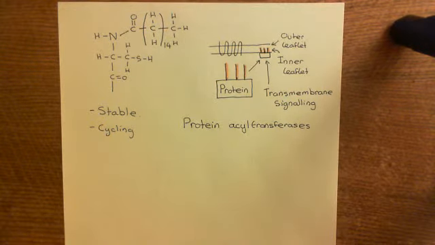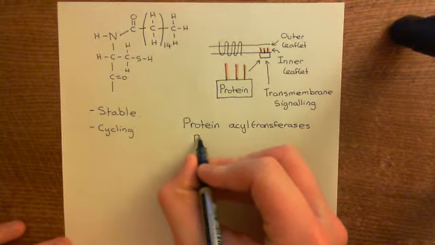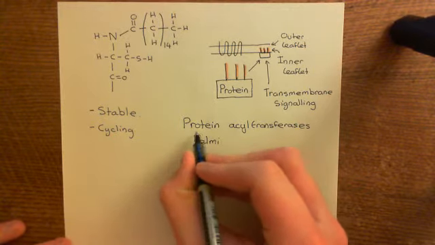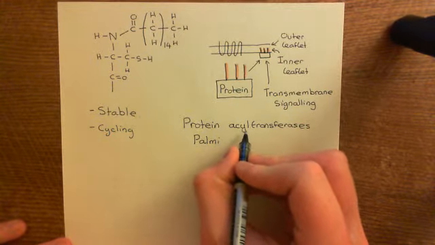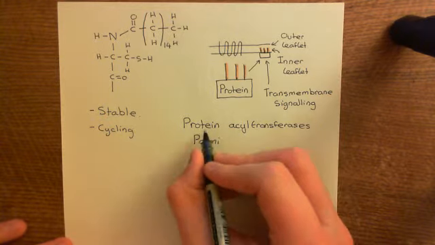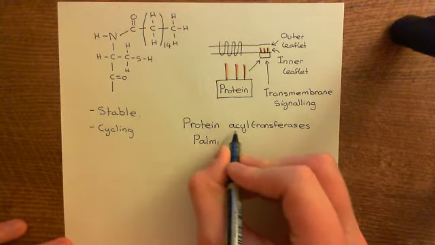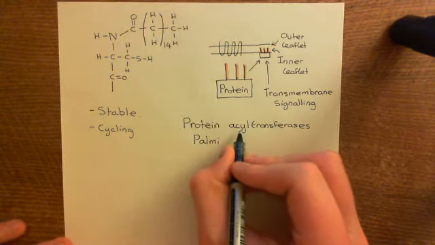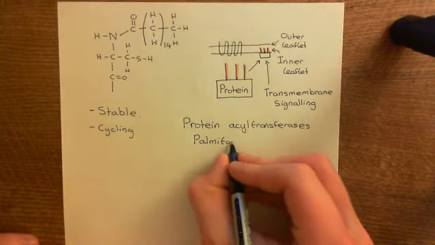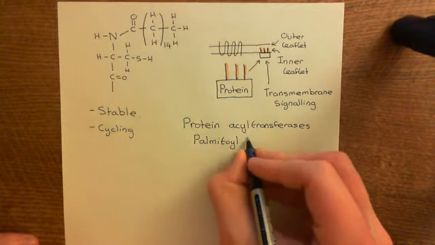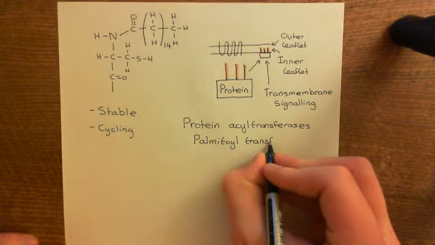Now specifically we are talking about adding palmitoyl groups onto proteins rather than just any old acyl groups. So specifically we are talking about palmitoyl transferases. So protein acyl transferase is just any enzyme which transfers an acyl group onto a protein. Okay, now palmitoyl groups are acyl groups, but there are other acyl groups. For instance, myristoyl is also an acyl group which can be added onto proteins. So specifically, the type of enzymes we're looking at will be palmitoyl transferases.